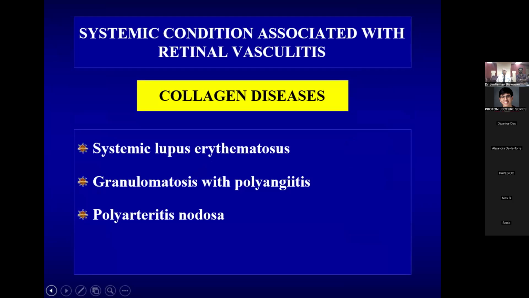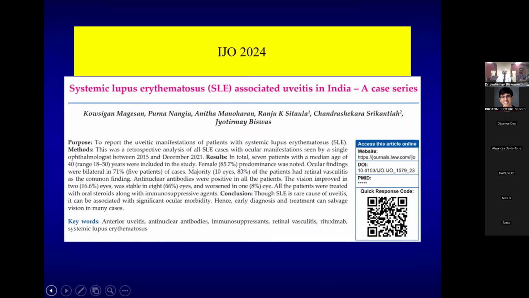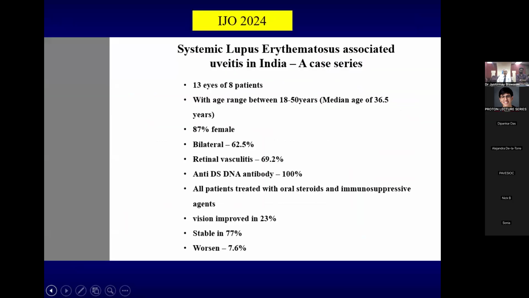Collagen diseases: top on the list is systemic lupus erythematosus, which can produce occlusive retinal vasculitis, then granulomatosis with polyangiitis and polyarteritis nodosa. Other collagen diseases can also produce retinal vasculitis. We published our series of systemic lupus erythematosus associated uveitis in India, of which we found retinal vasculitis in around 70% of the cases.